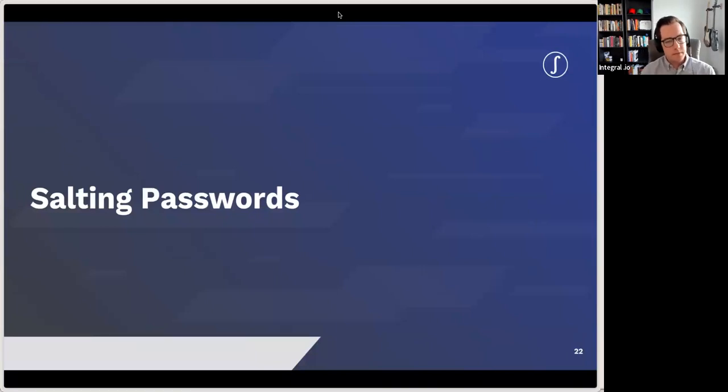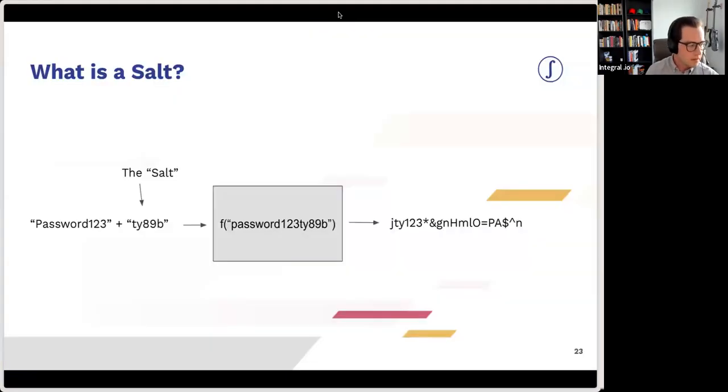And these two problems, that's why we salt passwords. Salting passwords is extremely important. And what is it? Essentially, when a user gives your application their password, what we're going to do is add a string of random characters to the end of their password. And this string is going to be unique for each user. We don't want it to be the same for each user. And it should be much longer than what I'm showing here. And we call that string a salt.